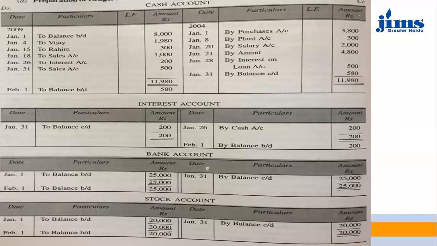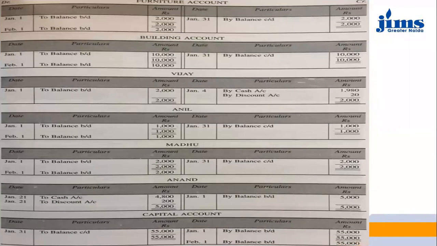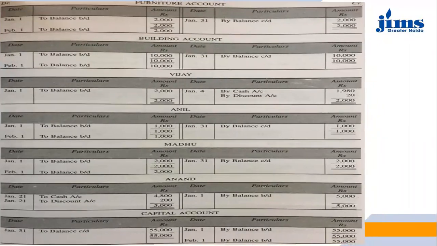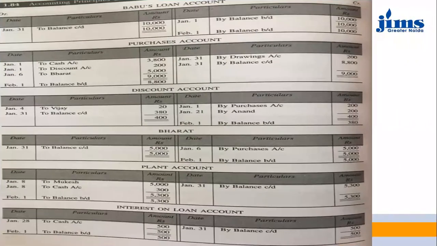Now we'll go to the plant and Mukesh account. So plant account, it is appearing here. See, after Bharat account, it is plant account. Under plant account, what we are doing, plant account is getting debited. So we'll go on the debit side, plant account to cash. It is 5,000. Since plant account is getting debited with 5,300, so here also the plant account needs to be debited with 5,300 full amount.